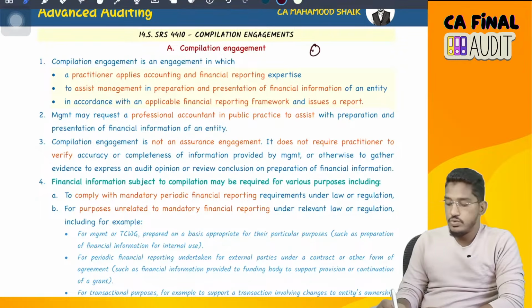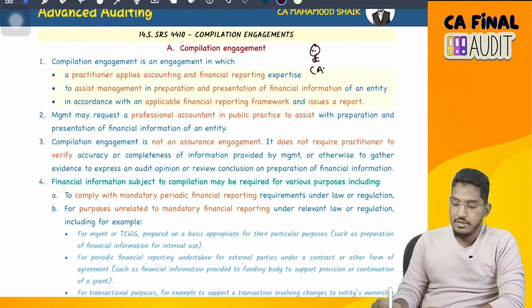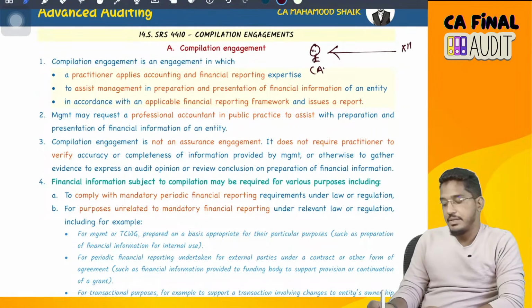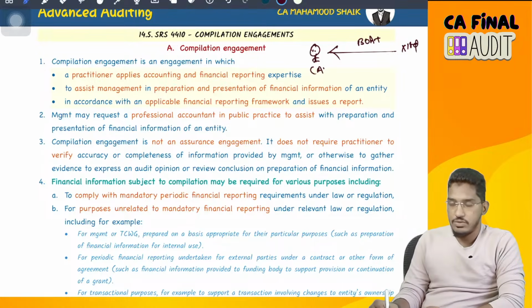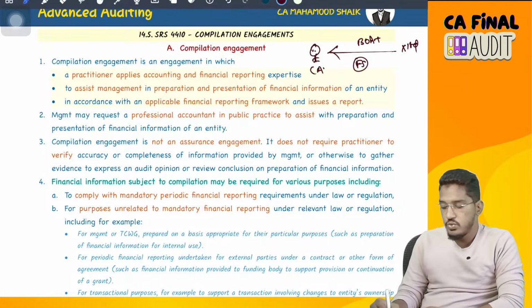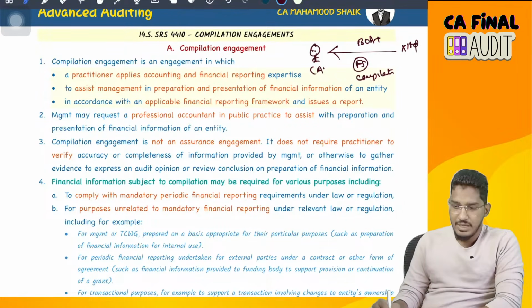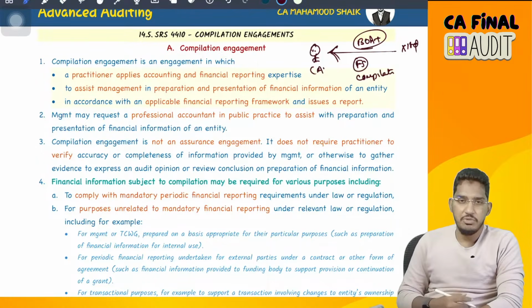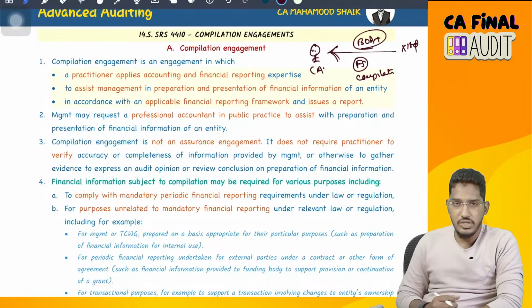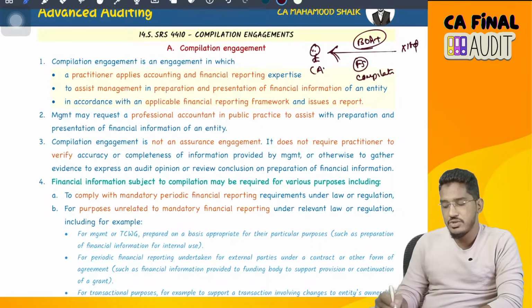Say for example, you are a chartered accountant in practice. One day a client, X Limited, has come to you. They told you that they will give the information regarding books of accounts, and from those books of accounts you have to prepare the financial statements. So you are doing a compilation engagement here. You are compiling the financial statements for the client. Is there any requirement on you to verify whether the data given to you is correct or not, whether they have given genuine data or not? Is there any obligation on you to check the genuineness of the data?